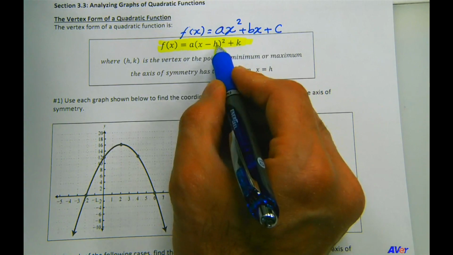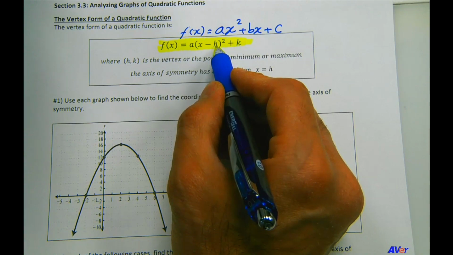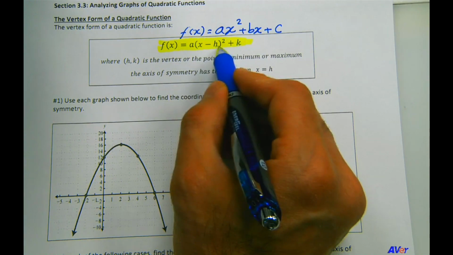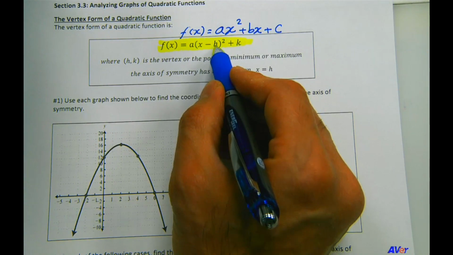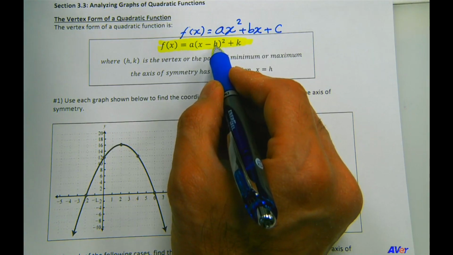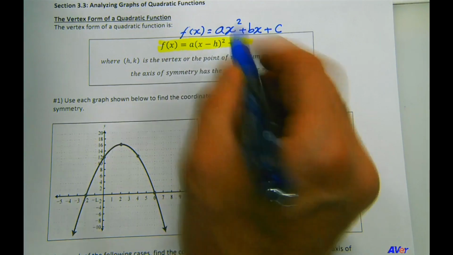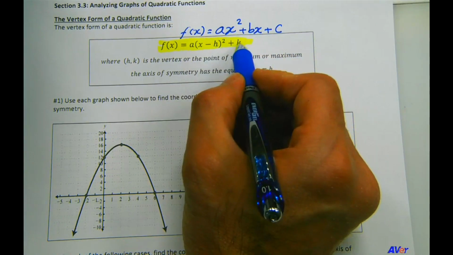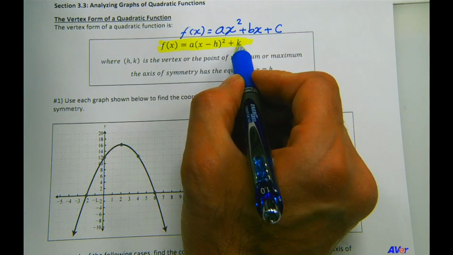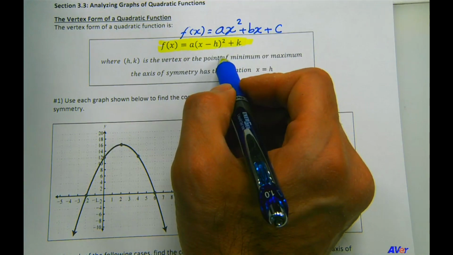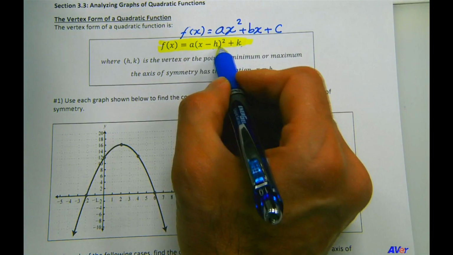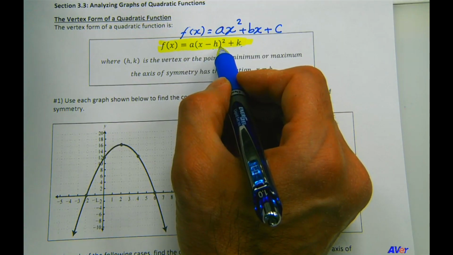Okay, so in the example that I gave you, say this was a cost function of some kind, then h would be the number of units that should be sold or manufactured in order to minimize cost, and k then would be the minimal cost at that number of units. So h and k would give you the coordinates of the minimum for a cost function.